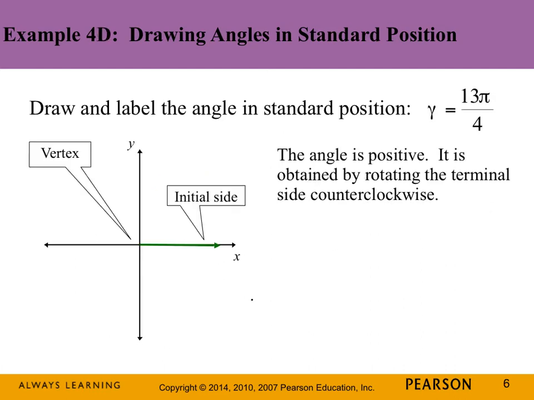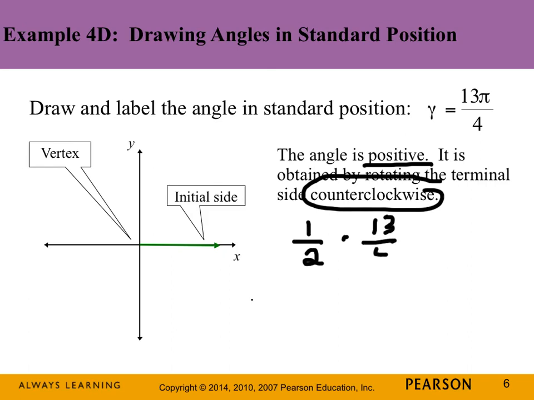Okay, last but not least, we're asked to draw and label this angle that ends up being 13 pi over 4. Since the angle is positive, that means I'm rotating in the counterclockwise direction. Now, our little shortcut says, I'm just going to say 1/2 times 13 over 4, and I get 13 over 8.